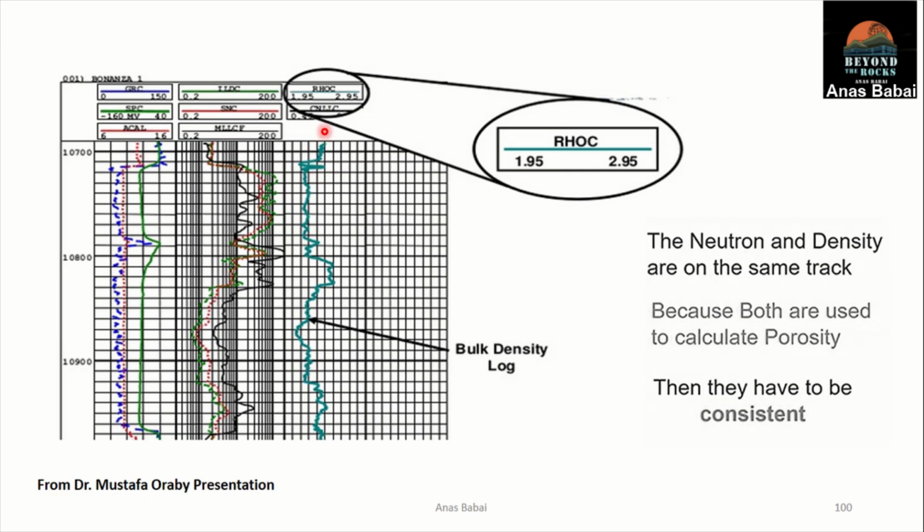Before that, in some cases you can find raw C, or you can sometimes find raw B, which is bulk density. Rho is the density and B stands for bulk. If it's in density, then you will find the scale is from 1.95 to 2.95. But if it's in density porosity, it will have the same scale as the neutron, from minus 15 to plus 45. So we have to take care and check what type of scale is used in order not to make mistakes when we are reading the values from the log.